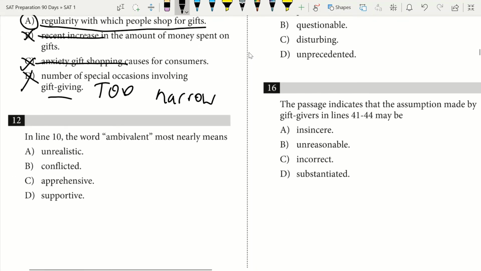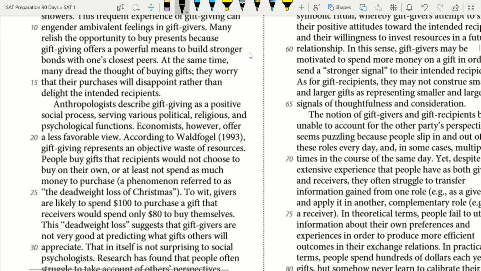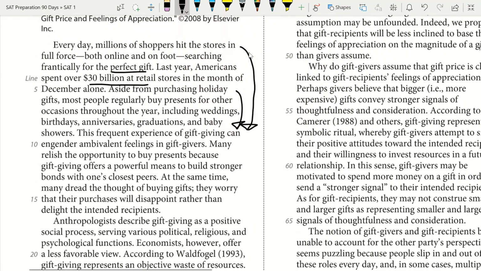Question 12: in line 10, the word ambivalent most nearly means... well, we're going to go to line 10 and read the lines just before and just after as well to get a better idea of context.